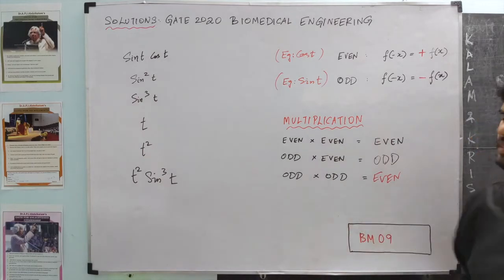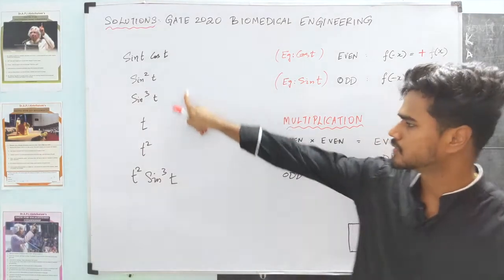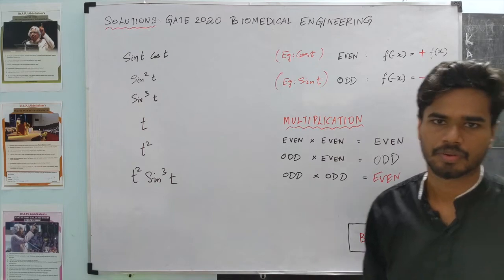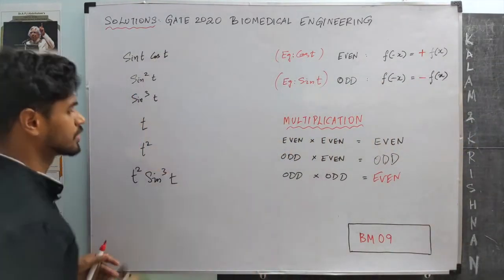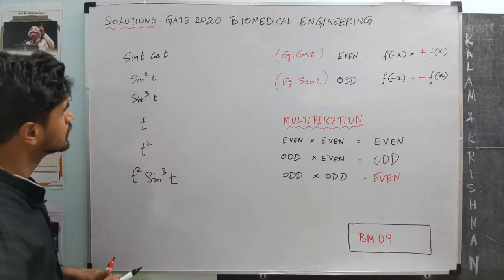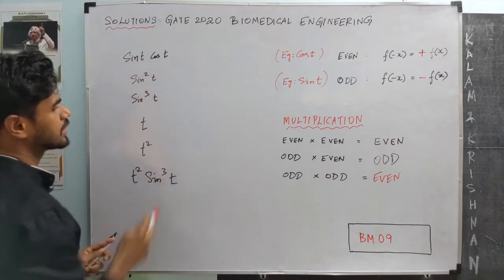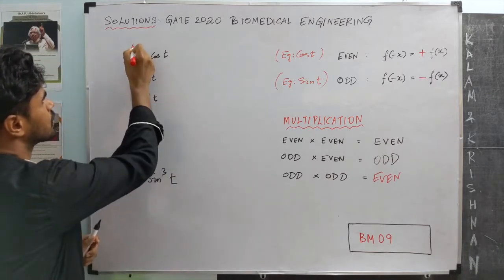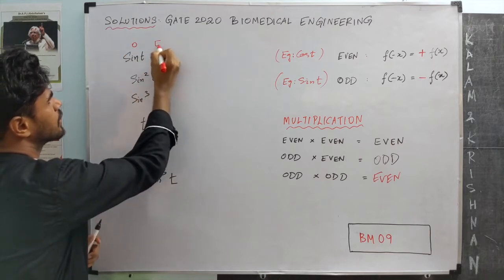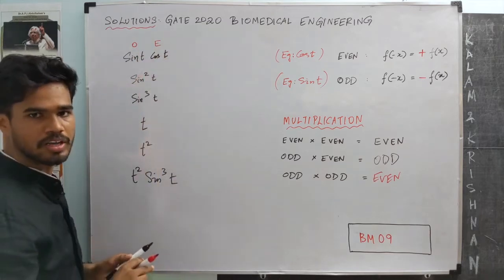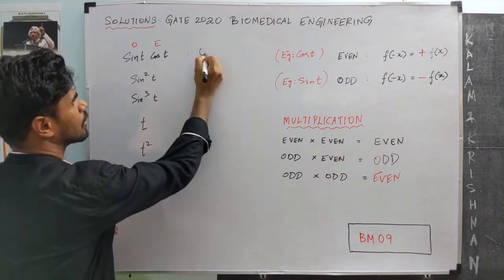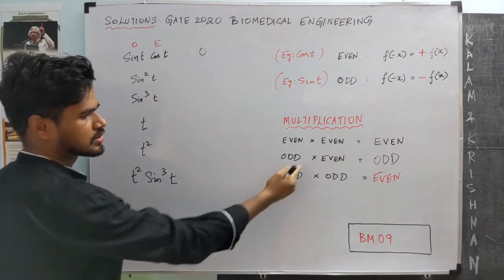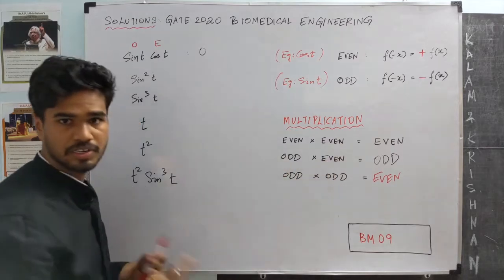Now let's use this in order to identify whether these are odd or even, where we don't need to know any additional formula in order to classify them. So let's take our original example, sin t cos t. Sin t is odd, cos t is even. So what is the product of odd and even? In this case the product is odd. Whether it's odd times even or even times odd doesn't matter.